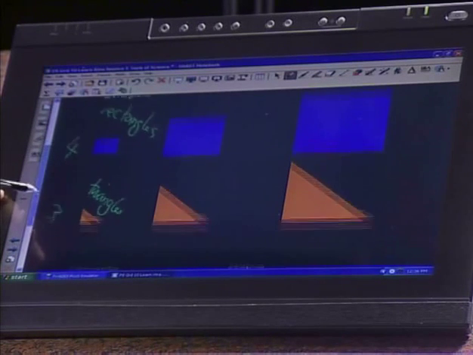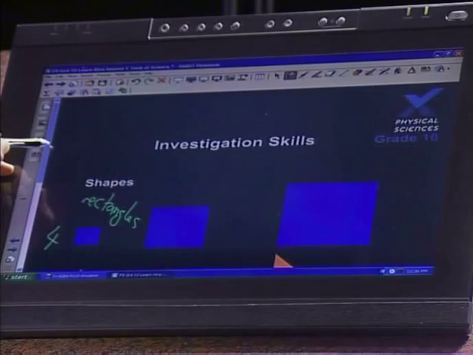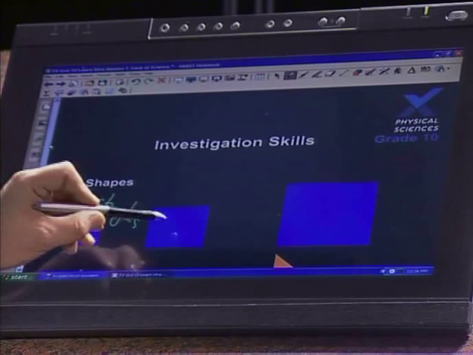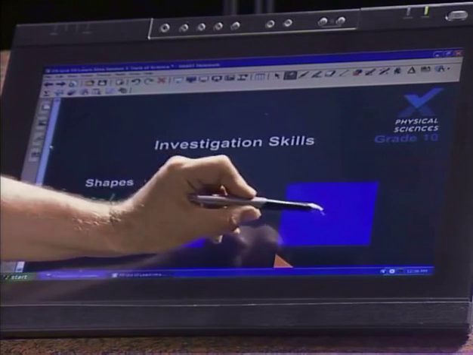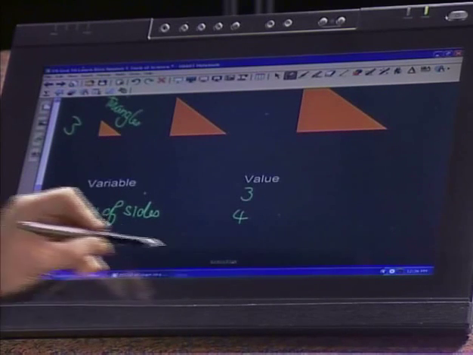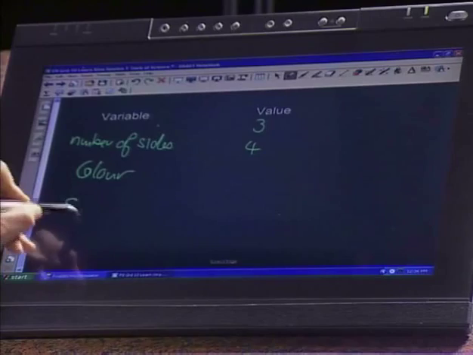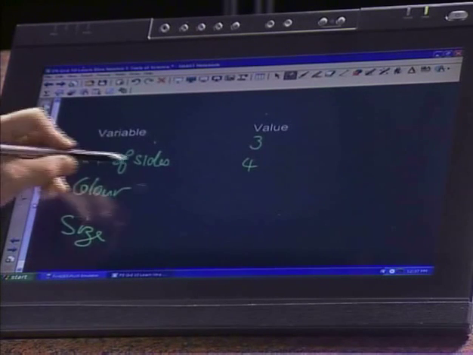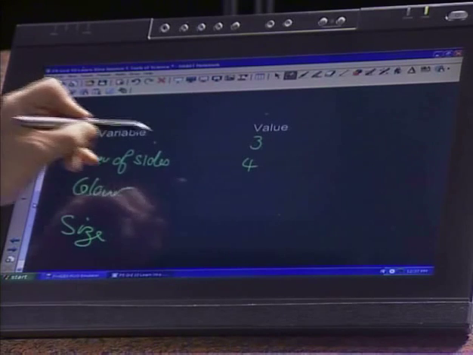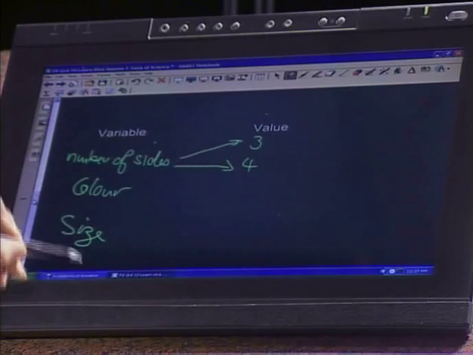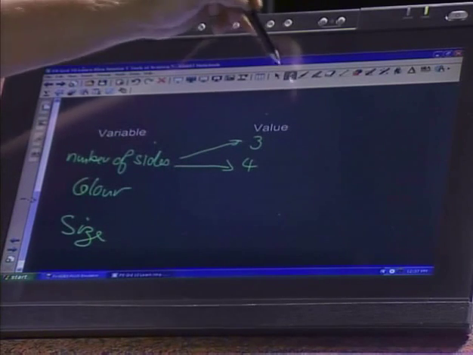Now, if we just look at the rectangles, we'll notice that this one has a particular size, this one is slightly bigger, and this one is slightly bigger. So not only is number of sides a variable, but size is another variable. If the values for number of sides are 3 sides and 4 sides, what would the values for color be?